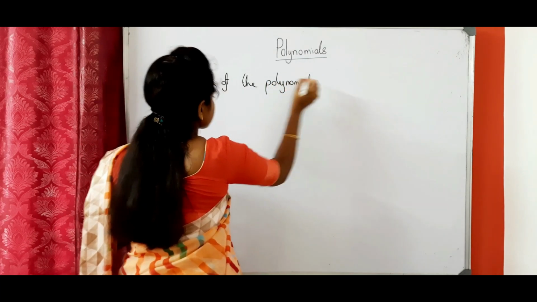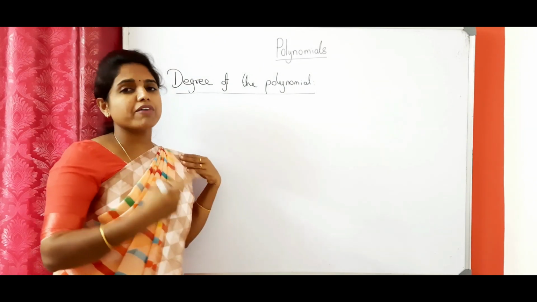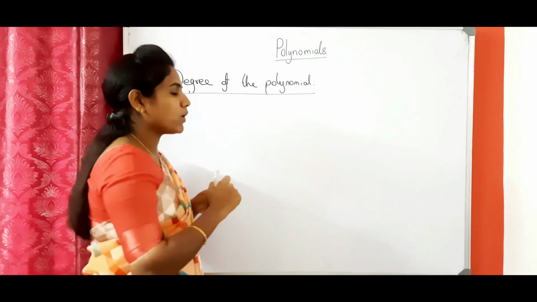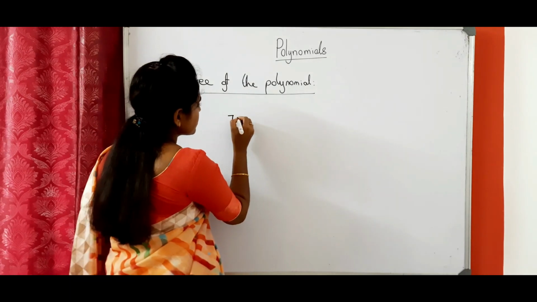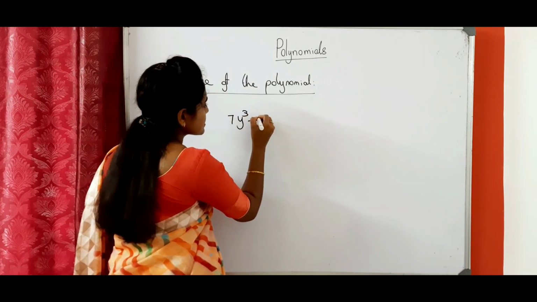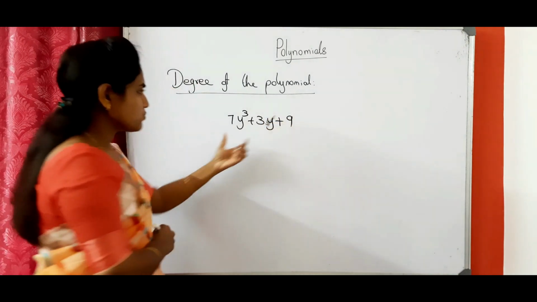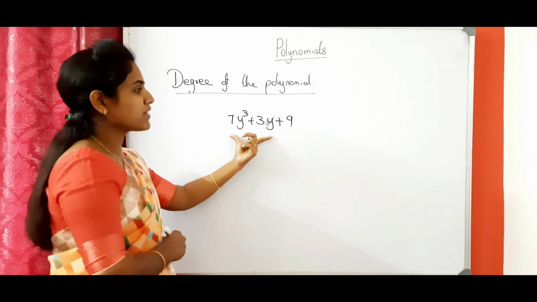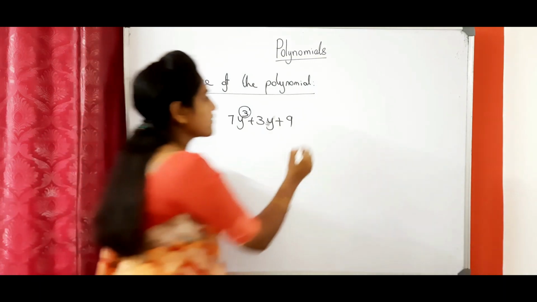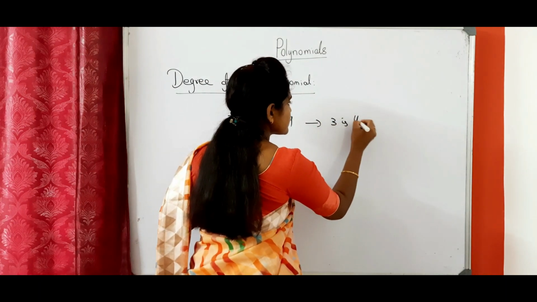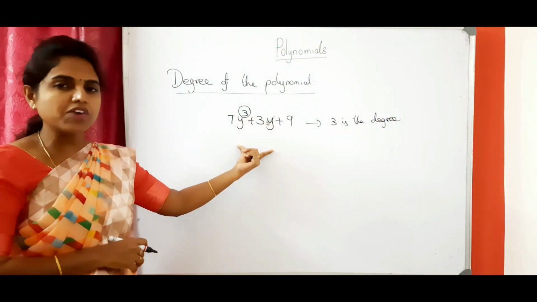Degree of the polynomial. What is the degree of the polynomial? The highest power of the polynomial is called the degree of the polynomial. For example, 7y power 3 plus 3y plus 9. See this polynomial. Here the highest power of the variable is 3. Therefore, 3 is the degree of this polynomial.